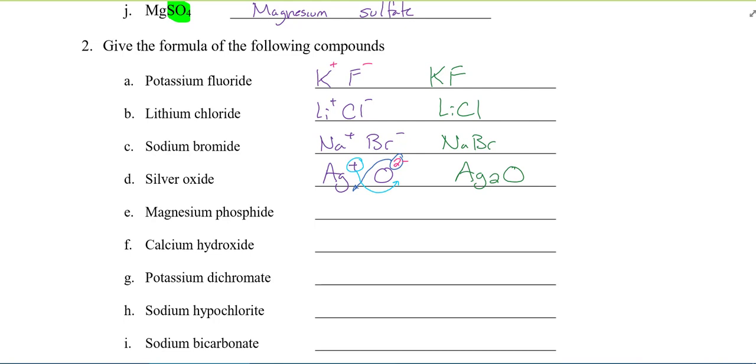Magnesium phosphide. So we got Mg. Magnesium is 2 plus. Phosphide, IDE, P, 3 minus. Cross these charges. The 2 again comes down. The 3 comes down. Can't reduce that. So we get Mg3P2.